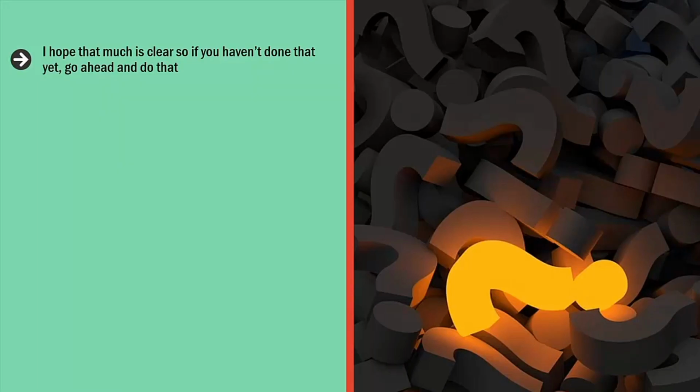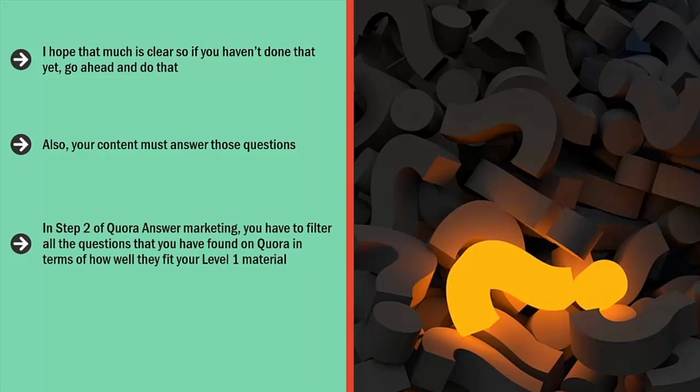The key here is that your content must answer key questions that your audience members would have in mind when looking for solutions. In step 2 of Quora Answer Marketing, you have to filter all the questions that you have found on Quora in terms of how well they fit your level 1 material.